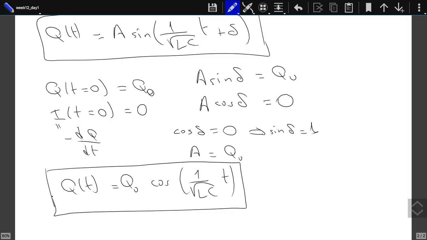Where is delta? Well, we know the value of delta. Delta is pi over 2. So we could write plus pi over 2. Note that here I have the sine, here I have the cosine because of the delta.